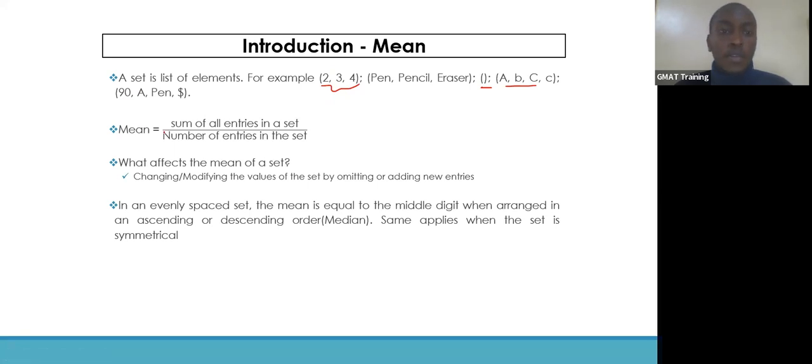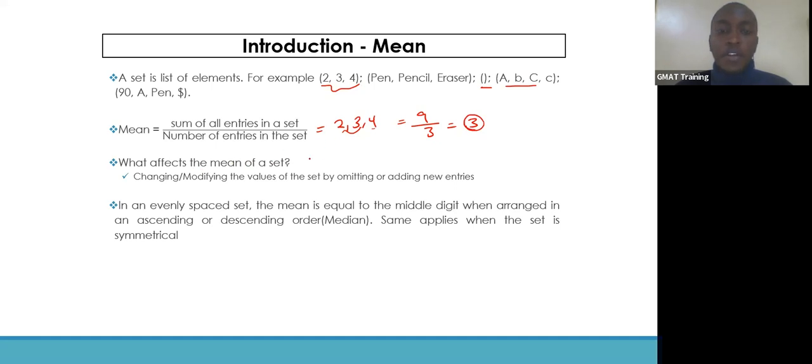And so what's the mean? The mean is the sum of all entries in a set, all over the number of entries in that set. We have the set 2, 3, and 4. We have the sum of these elements, that's 5 plus 4, that's 9. And the number of entries in that set is 3. Entries are 2, 3, and 4, 3 entries, and you can have the mean as 3, right?